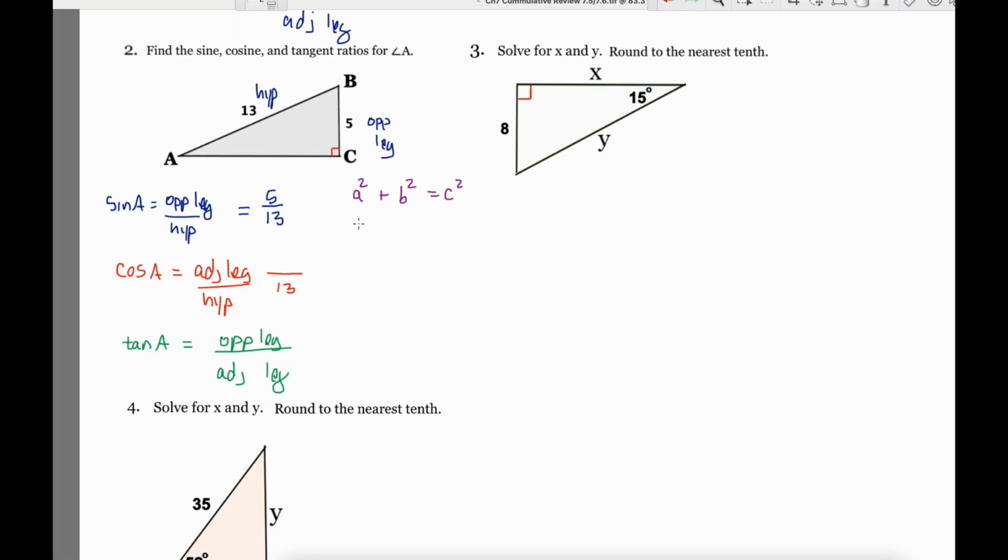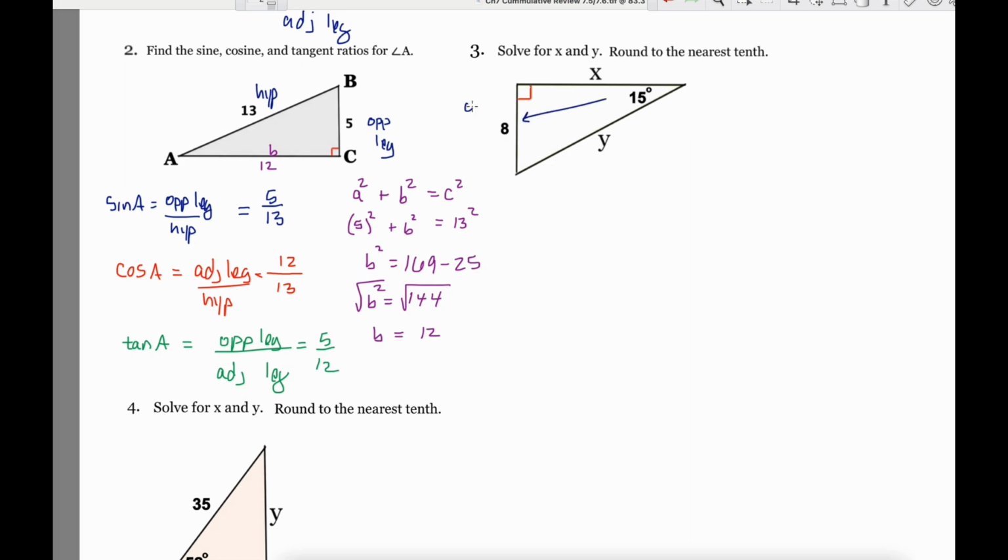Cosine of A, I need to find the second leg here, B, of the triangle by using the Pythagorean theorem. Once I do that, I can get my cosine ratio, which is going to be 12/13. And then my tangent is going to be opposite leg over adjacent, which is 5/12.